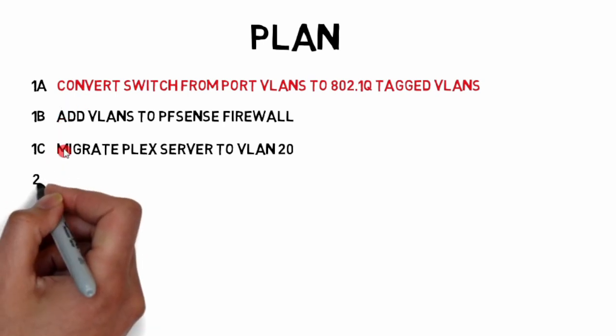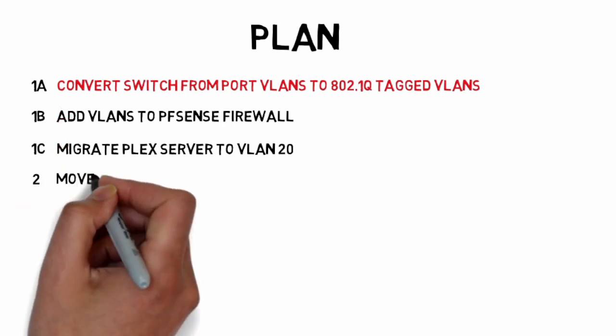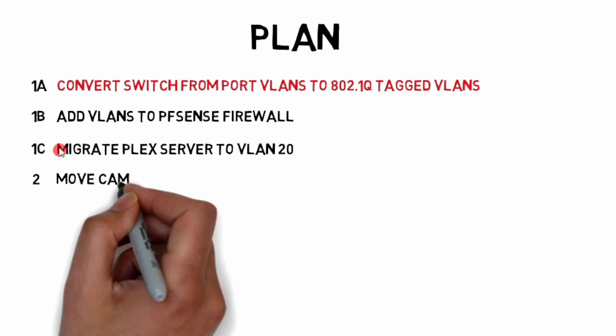And then the next one, technically this one should be in red because it does cause an outage. Migrate the Plex server across to VLAN 20. But as the usage of that is relatively low, I'm happy to take that hit while that's happening.